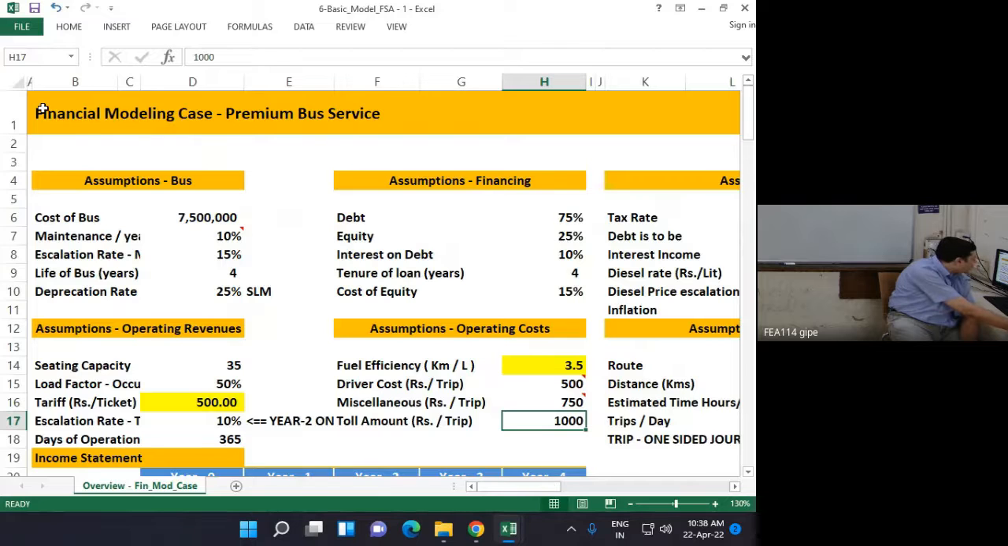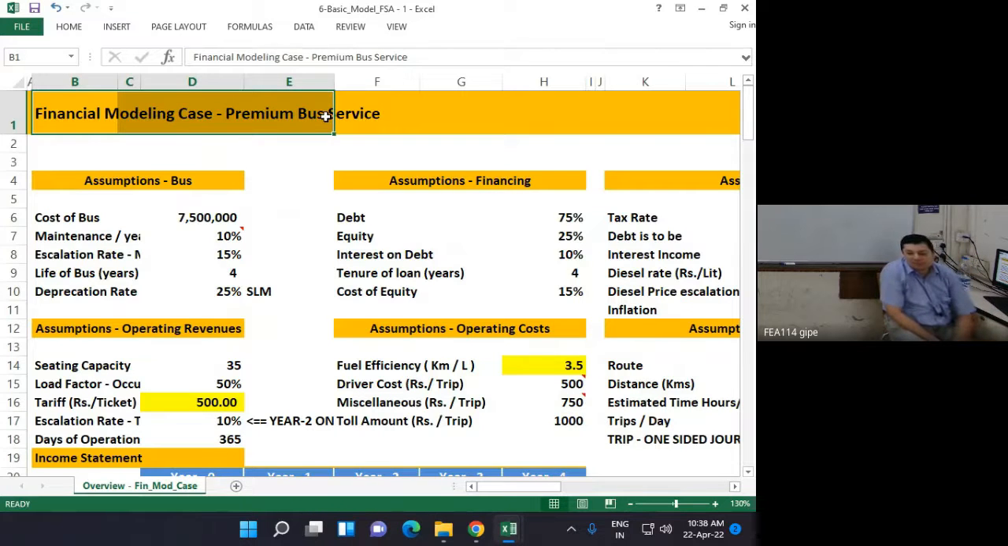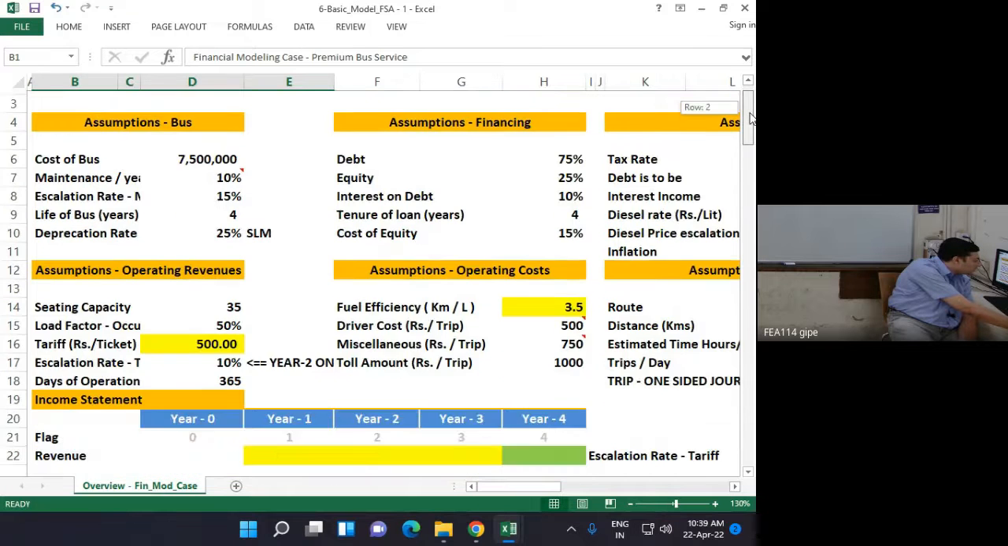So here, what is the case? The case is for us to evaluate a business opportunity to set up a tour operators activity. Let us say we want to start a tour operators business. Is it a profitable business proposition? That is our problem. Now I'll run you through all the assumptions, but before that, let's look at the model template.